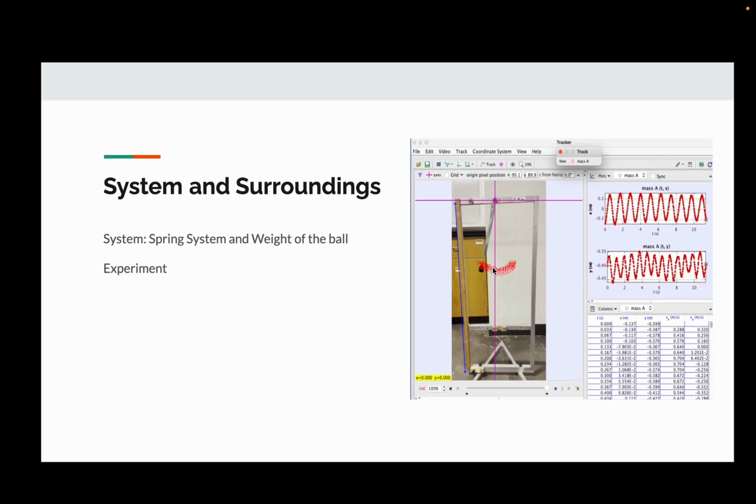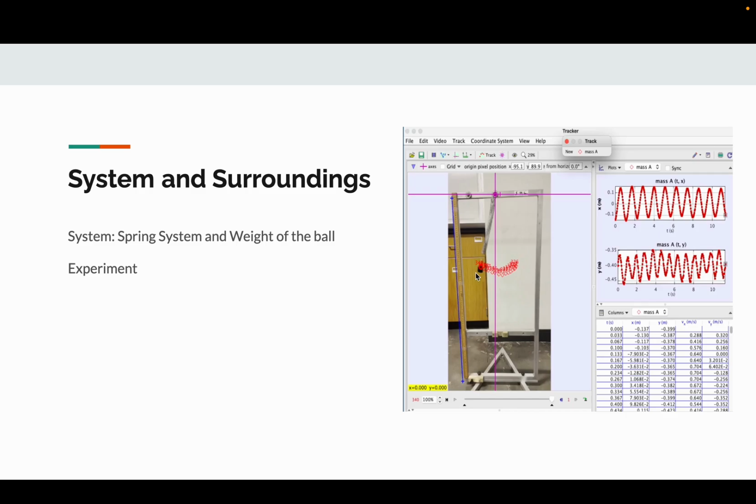As you can see, the weight that is attached to the bottom of the spring is moving, and I did this all on Tracker, where I created the coordinate axes, and using that I was able to find the x position and y position. Using that, as you can see, we have the sine and cosine graphs, which are representative of the oscillation of this ball.